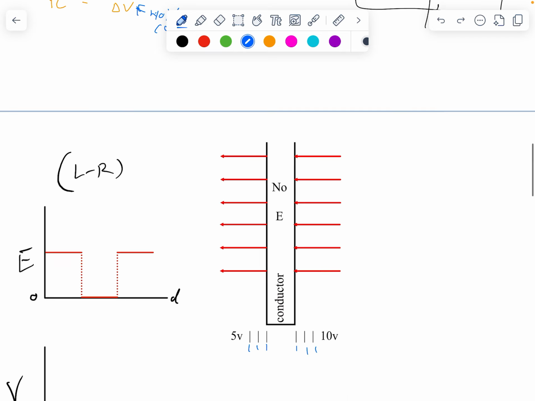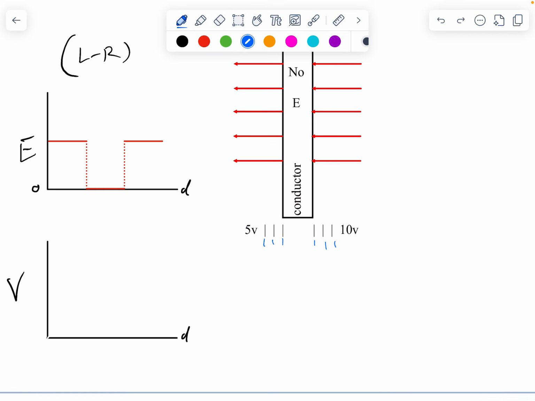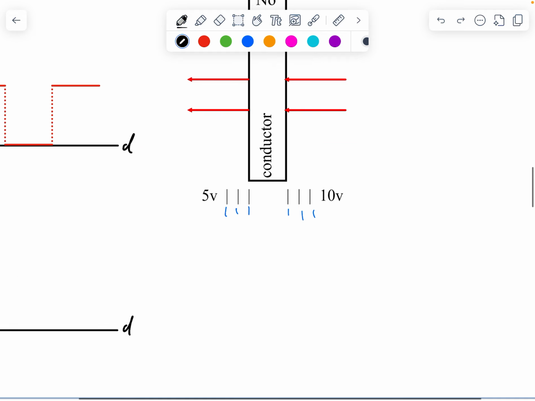So if I were going to look at that on a graph, I would see the voltage increase, but then when it hit the conductor, there would be no change inside the conductor because there is no electric field. And I mean, think about it, right? For a constant electric field, E times the distance gives us the delta V. Well, inside the conductor, there's no electric field, so there can't be any change in voltage.